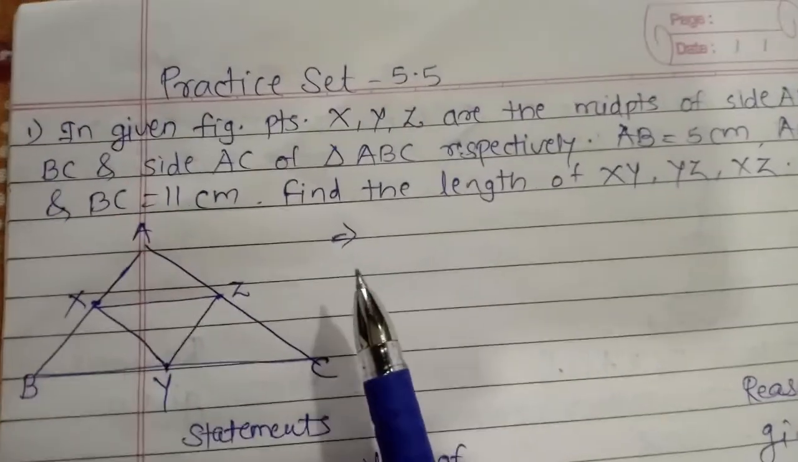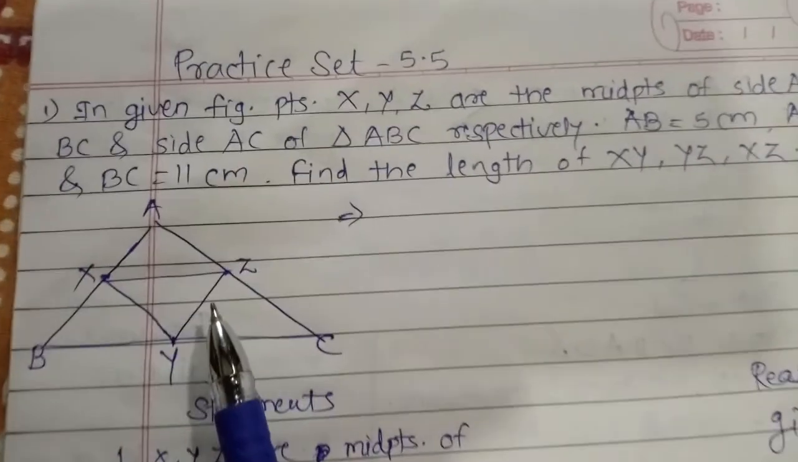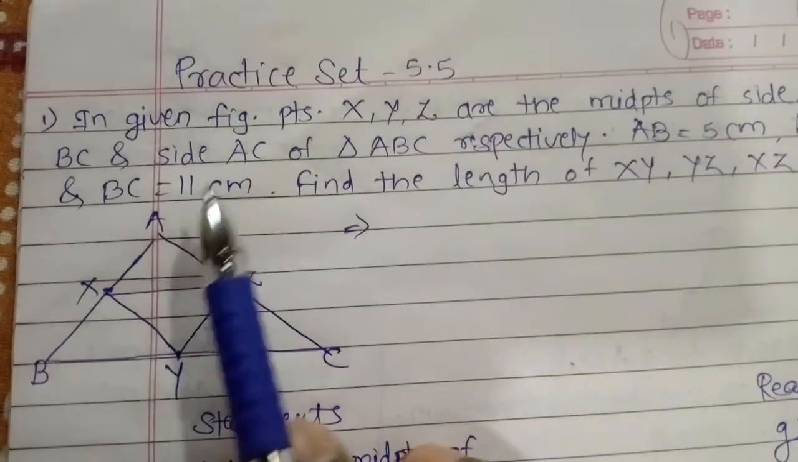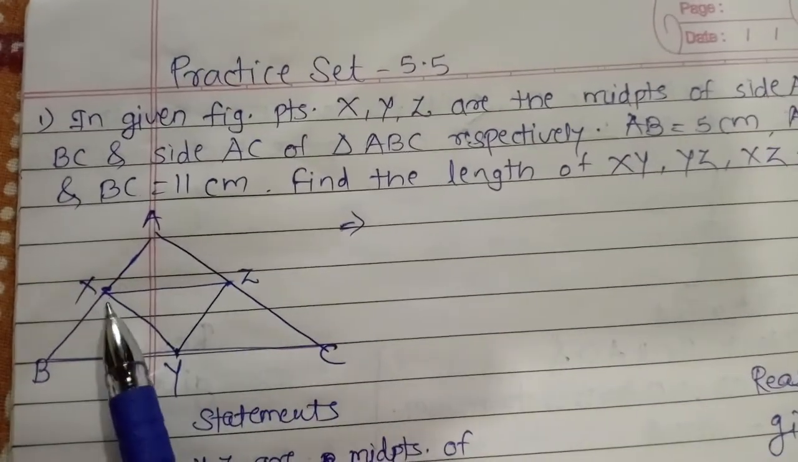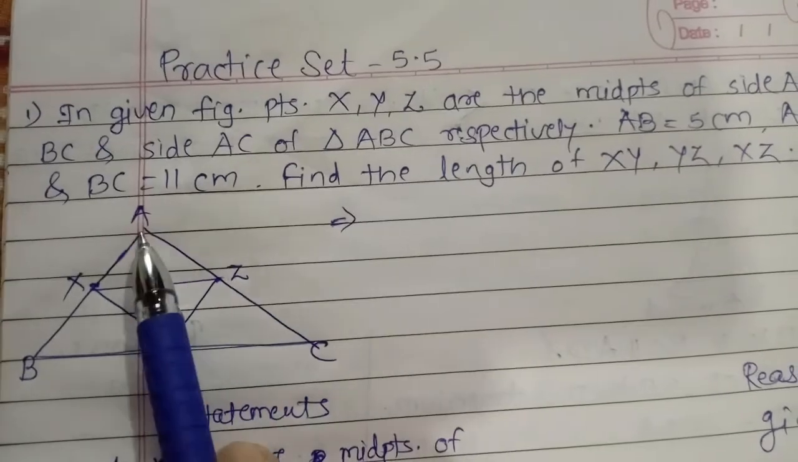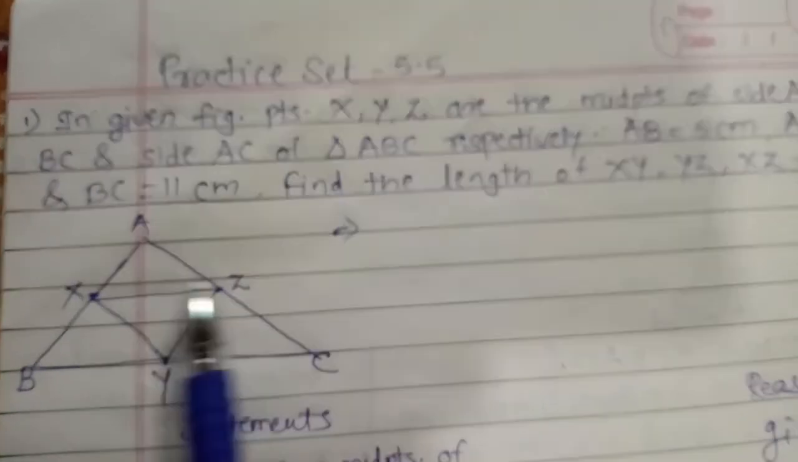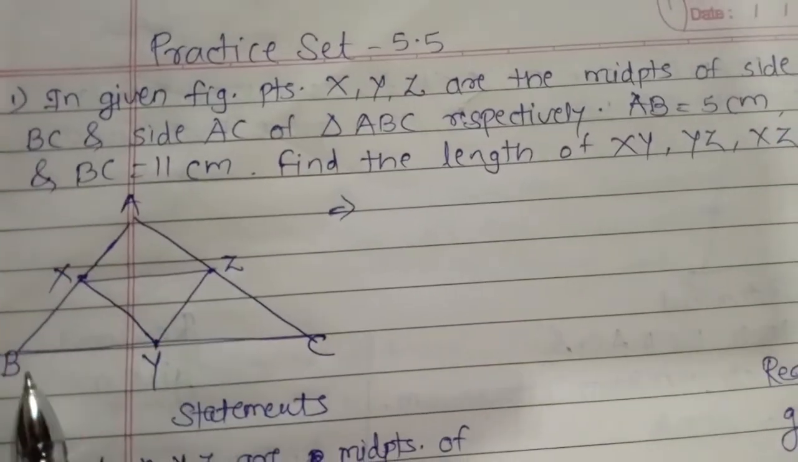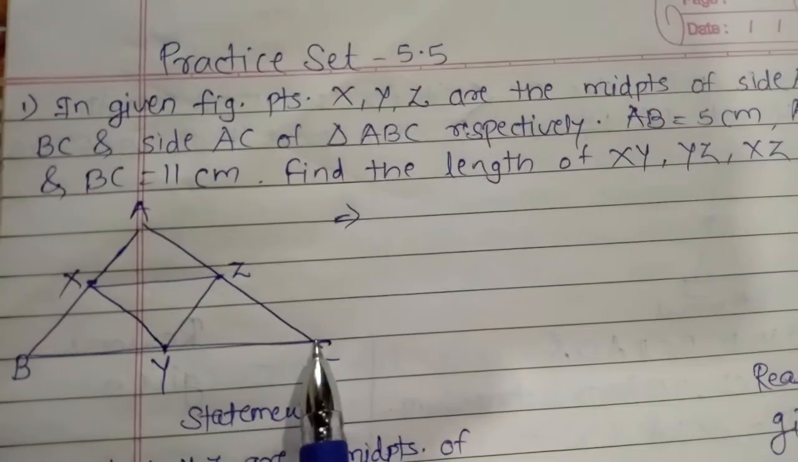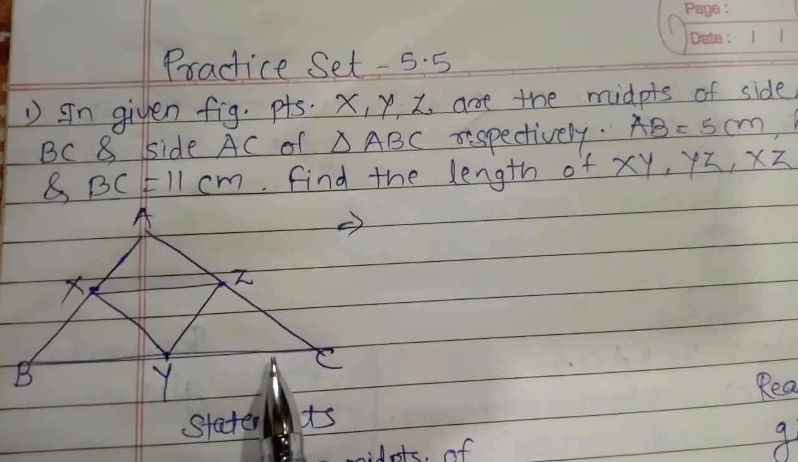In the previous lecture you learned about the midpoint theorem. It means, if this is a triangle and X and Z are the midpoints of the sides AB and AC, then the segment joining these two midpoints, that is segment XZ, is parallel to BC and half of BC. So this is nothing but the midpoint theorem.